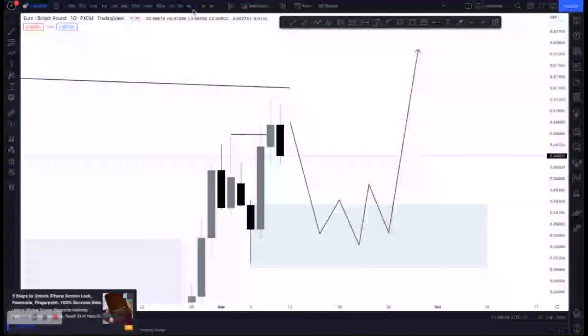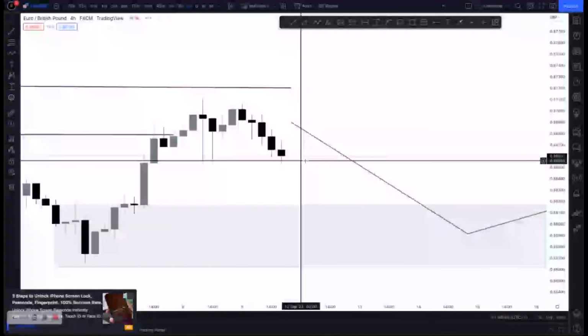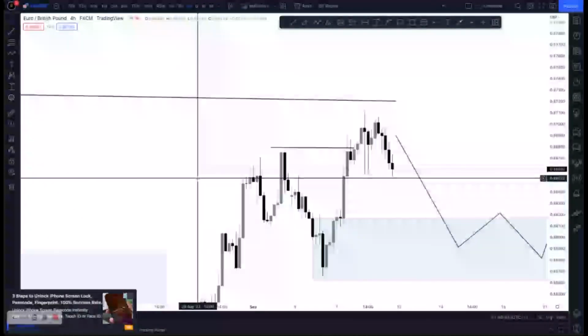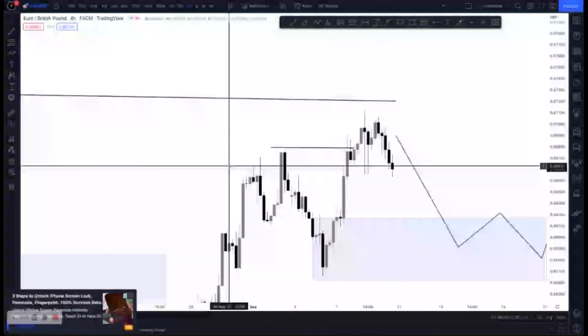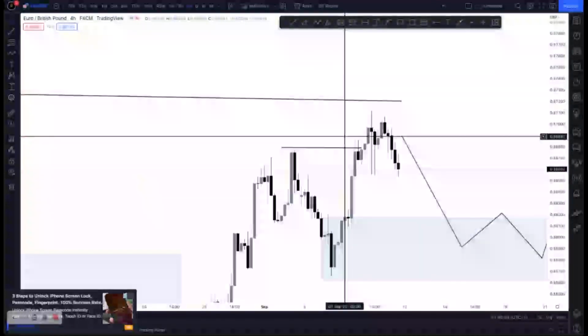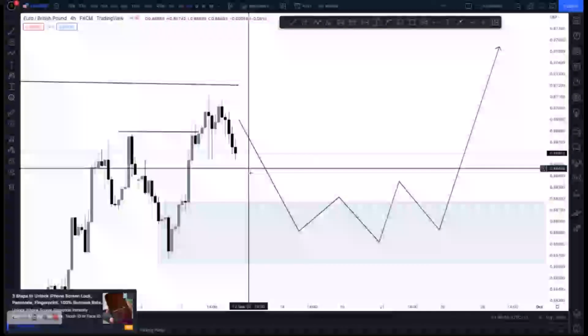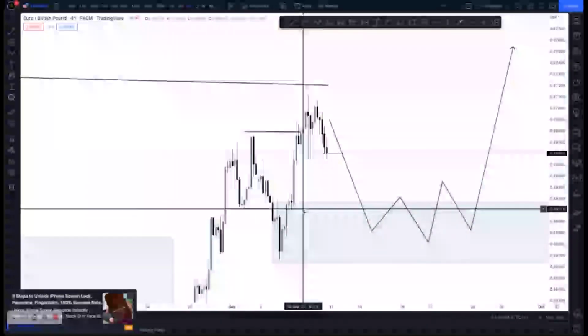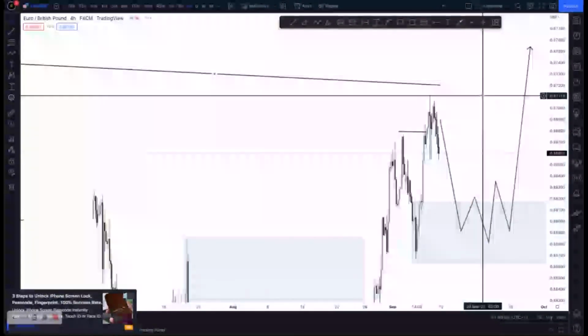On our 4 hour time frame, pretty much the same thing is happening there, but there's no change of character from there. So it's pretty much the same thing that we're expecting on the 4 hour time frame: the market to come back into the demand zone, do some sort of reaction and push to the upside.